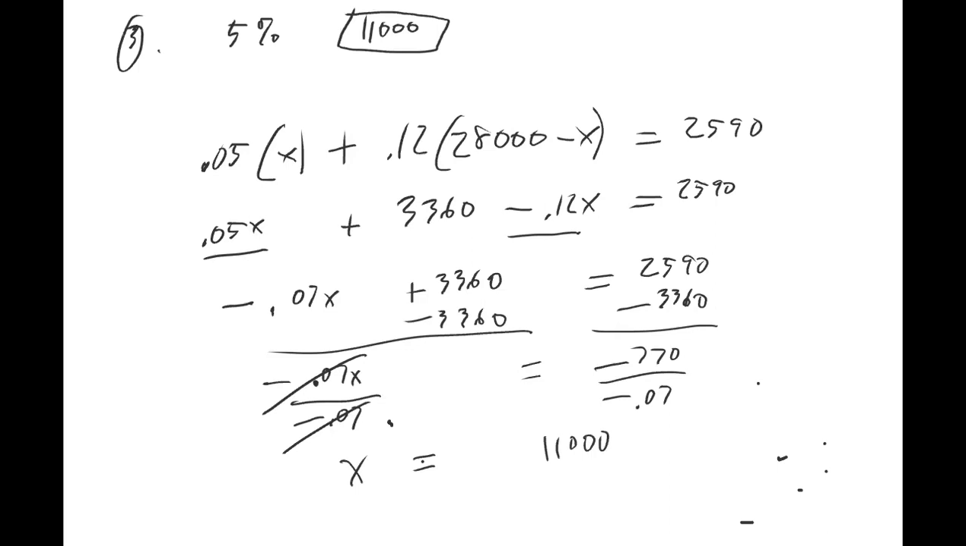Now remember the other bank account, 12% interest, was equal to 28,000 take away the 11,000. So if I do that on a calculator, 28,000 minus 11,000. Oh, well, actually, I didn't even need a calculator. So 28 minus 11 is 17. So this is going to be $17,000 left in the 12% bank account. So that's how you do that problem.